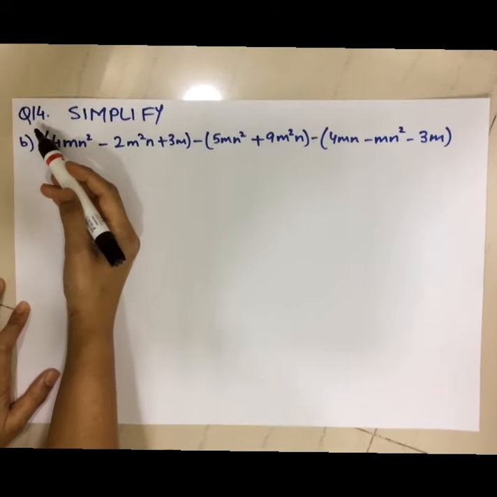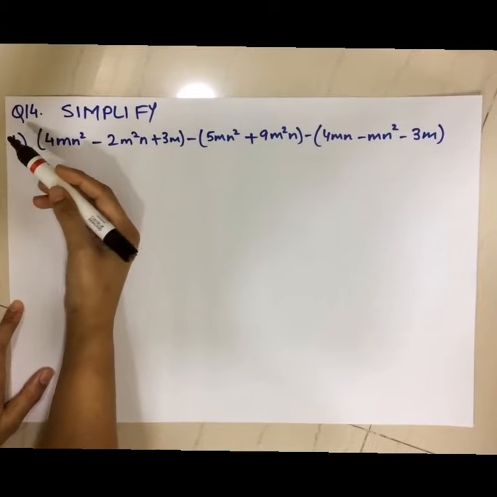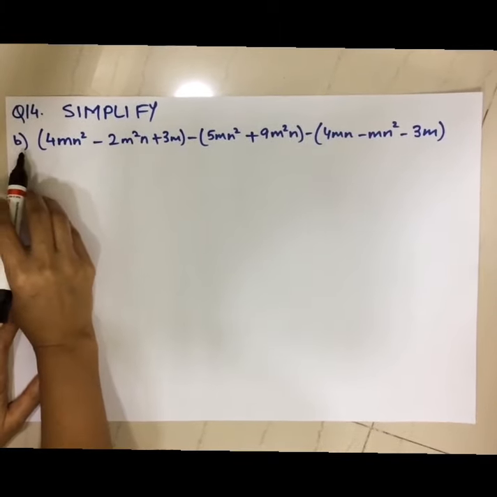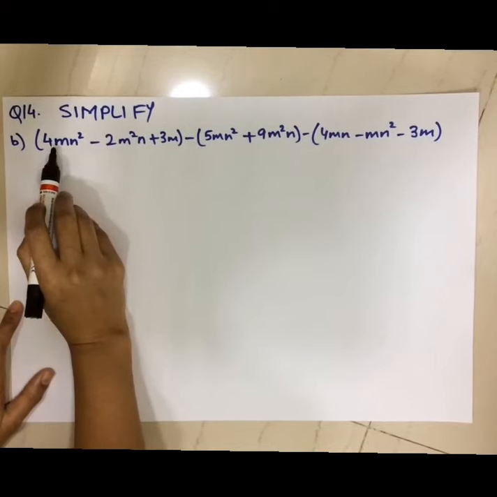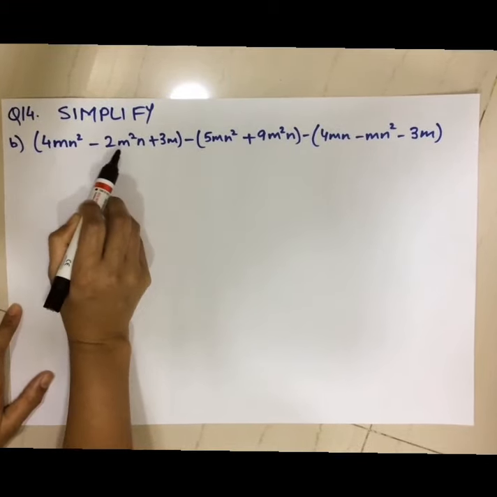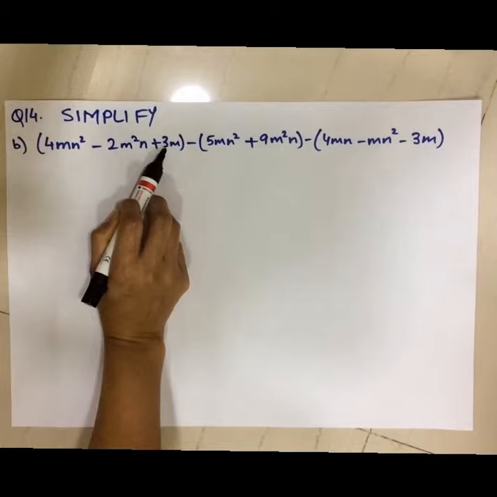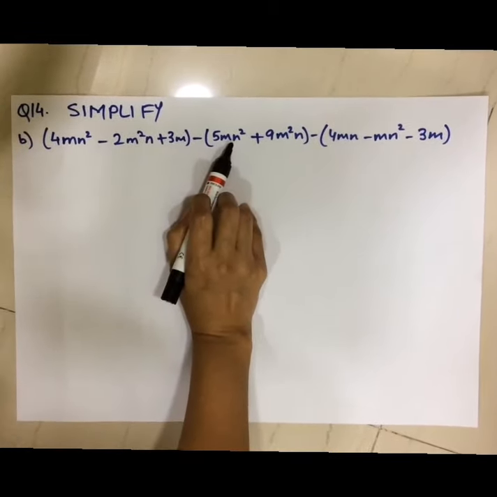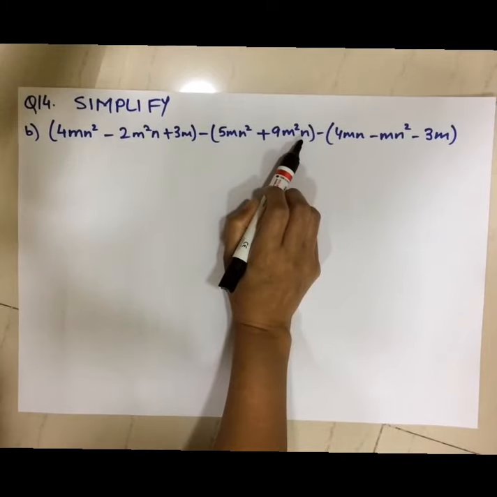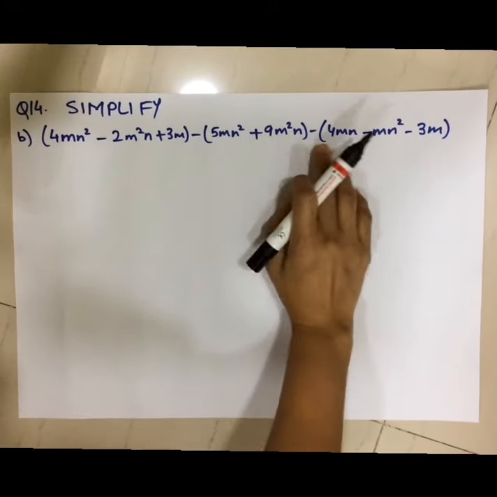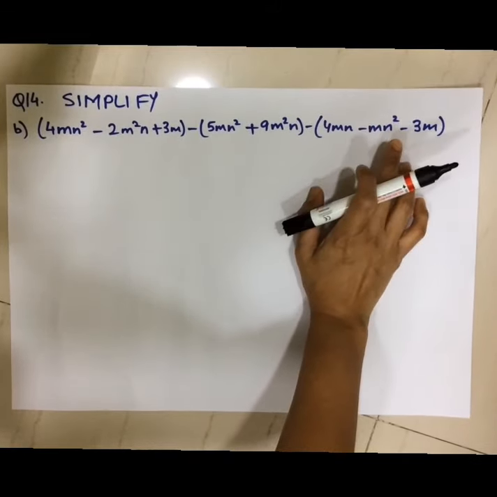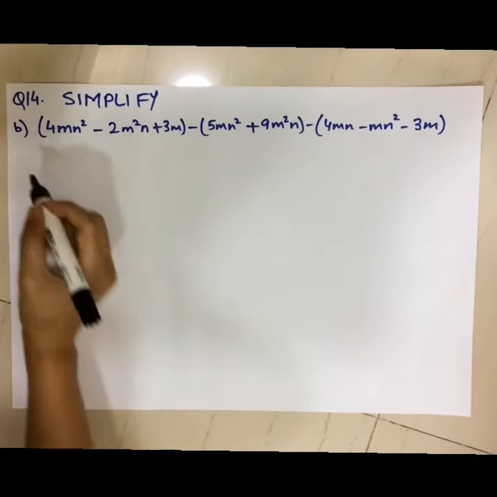Now we are going to do the next question, question number 14, which says simplify. I am doing the B part for you. The B part says 4mn square minus 2m square n plus 3m. This is our first polynomial, minus 5mn square plus 9m square n. This is our second polynomial, minus 4mn minus mn square minus 3m. This is our third polynomial. So now we are going to start doing this.